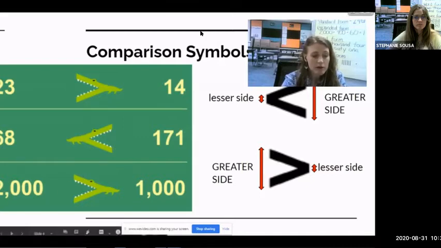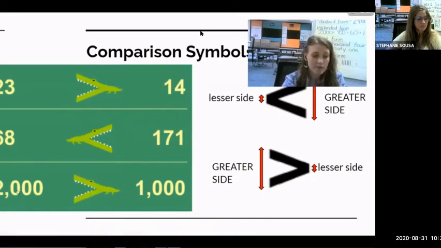We look at the first place value digit, which is the thousands. There's a 2 here. There's a 1 in this number. 2,000 is greater than 1,000, so we see our alligator turn toward the 2,000.